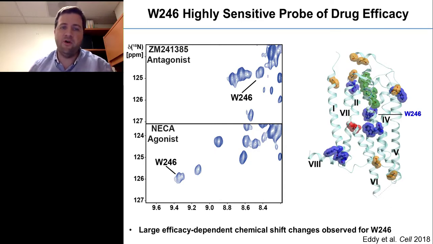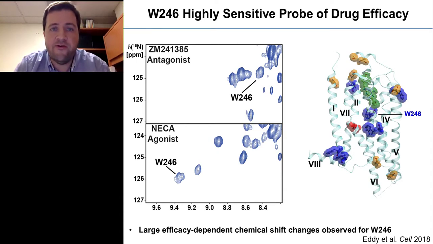Now, perhaps one of the most interesting observations was made with tryptophan 246, which is known in the GPCR literature as a toggle switch tryptophan, going back to studies of rhodopsin. It turns out that tryptophan 246 is a highly sensitive probe of drug efficacy in the human adenosine A2A receptor.